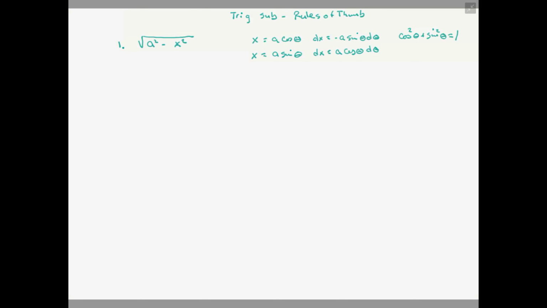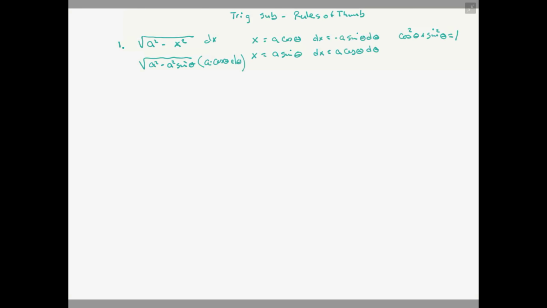So when we plug in our variable substitution, we have a squared minus a squared sine squared theta. And out here, wherever there would be a dx, we would have a cos theta d theta, something to that nature. Yeah, that would be right.